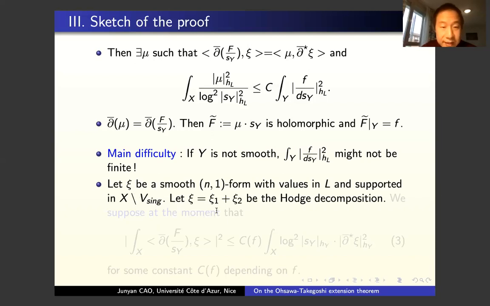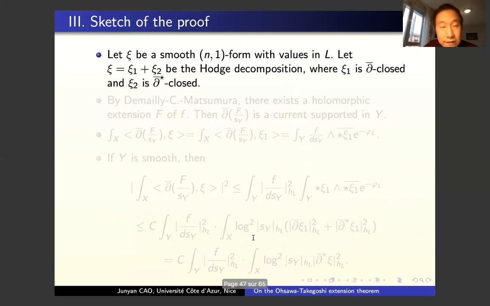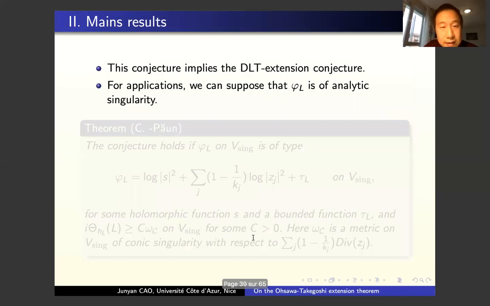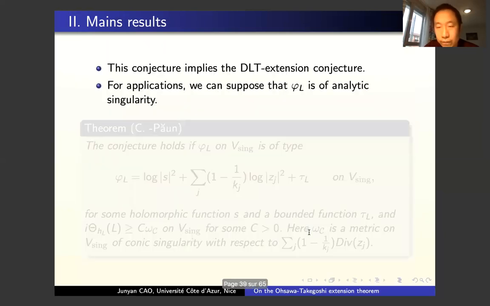C is supported outside V. So in this case, we still consider the Hodge decomposition of C. And we suppose at the moment that for this product, we can control this by some constant that depends on f times this term. The constant which depends on the small f is in fact just equal to the right hand side of our conjecture, the sum of this one plus this L1 norm.